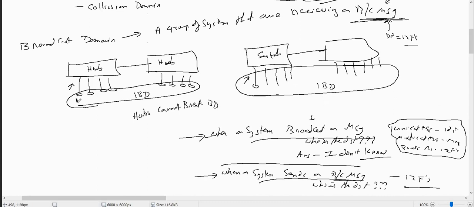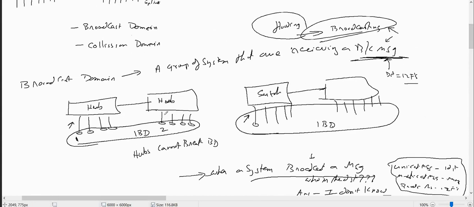When system 1 tries to communicate to system 2, the message will be sent to the hub. It's a unicast message. Hub does not know who is what, where is what. So it will send it to everybody. Hub is flooding. Hub is broadcasting. When 1 is communicating to 2, hub does not know where 2 is. So it will flood.